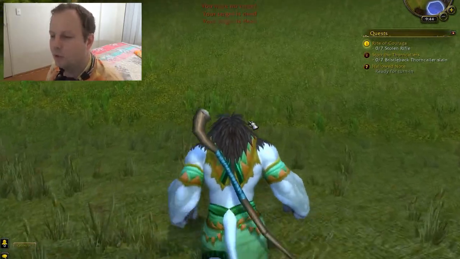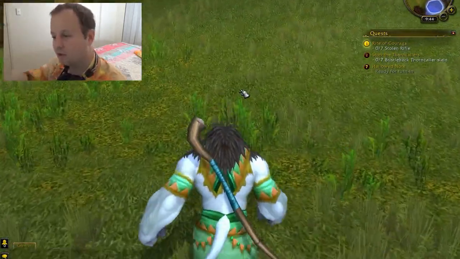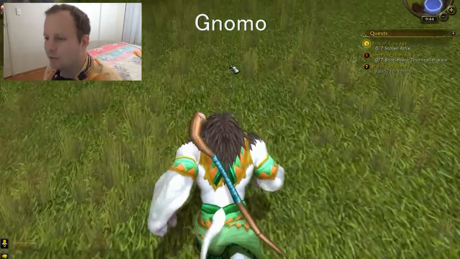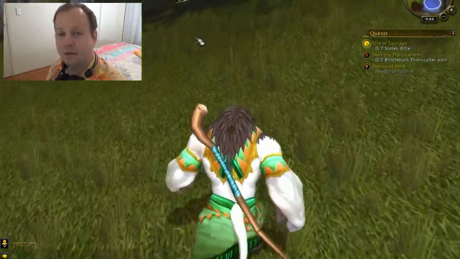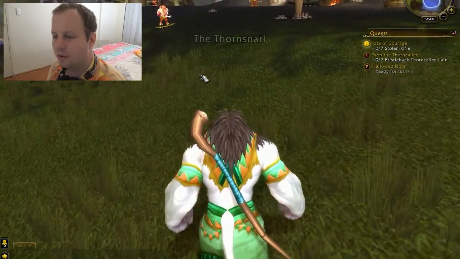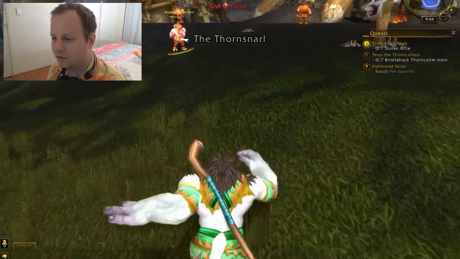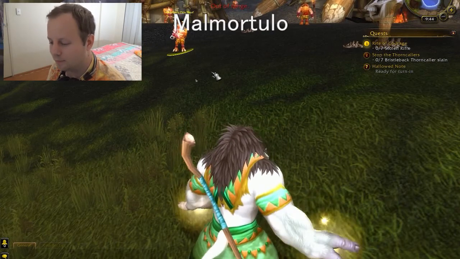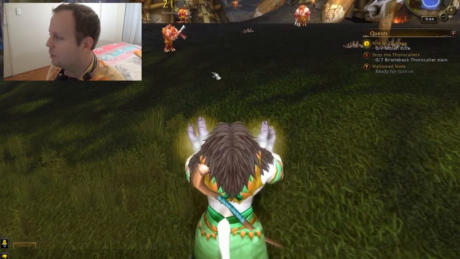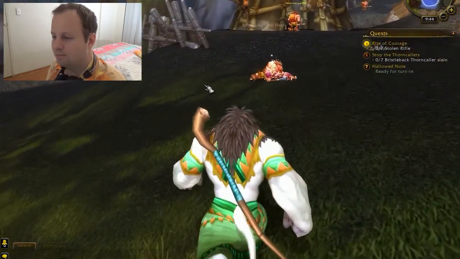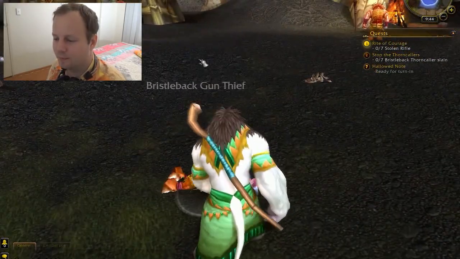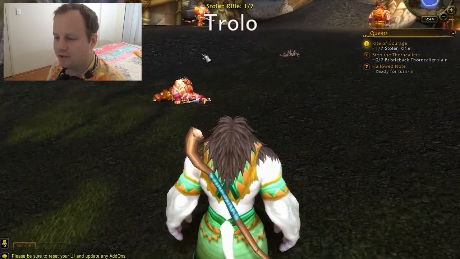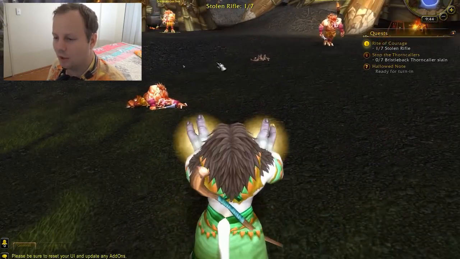So what was the word for gnome? Just gnome, okay? So it was gnomo. And what was the word for undead? It was... let's get a little bit closer to this guy. It was malmortulo. And what was the word for troll, for instance? It was trollo. And as you can see, we're collecting stolen rifles at the moment.